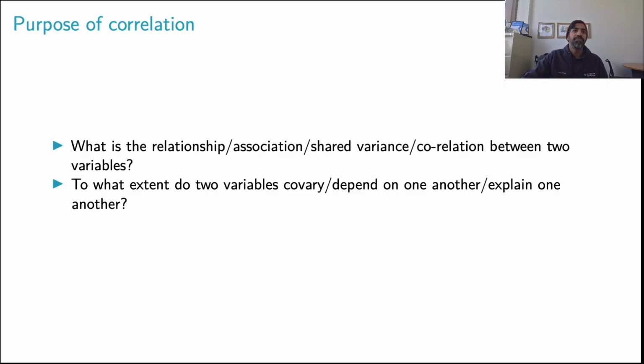And so the purpose of correlation is to investigate the relationship, association, shared variance, or correlation between two variables. These are the sorts of questions we're asking when we're doing correlations. To what extent do two variables covary, depend on one another, and explain one another? That's really the core focus of correlations. We're trying to get a sense of how these two variables we're interested in are related to one another.